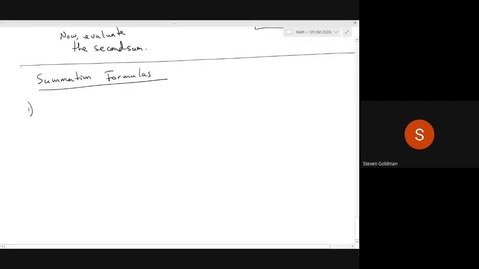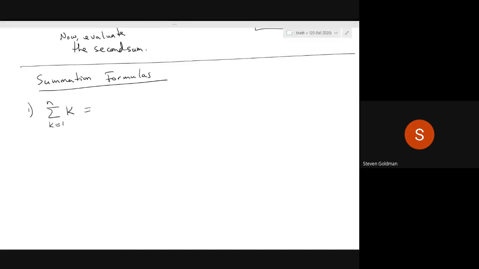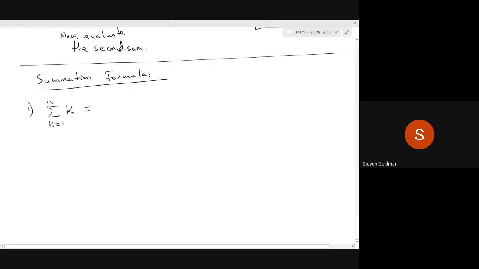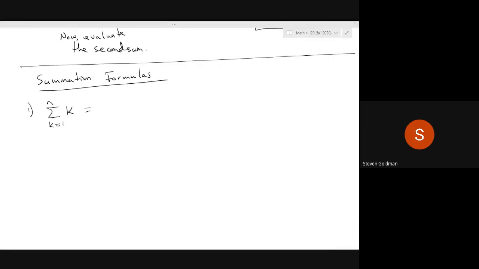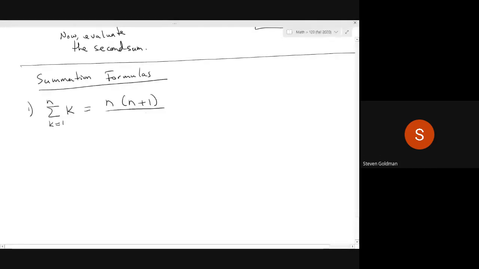Okay. So the first one I'm going to give you is the sum from k equals 1 to n of k. The summation formula for this is, well, does anyone know what it is? Does anyone remember? Anyone familiar with it? Does anyone know what the formula is for this? Not n times k, no. Okay. So this is equal to n times n plus 1 divided by 2.